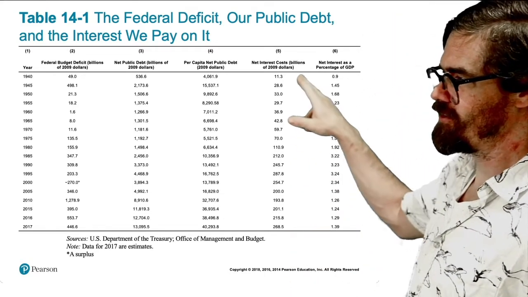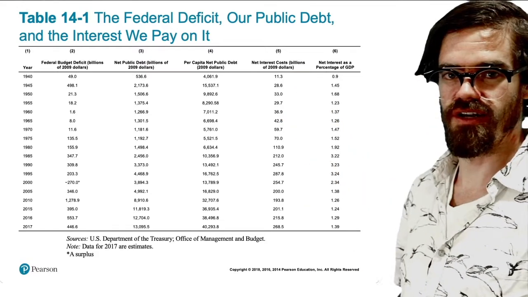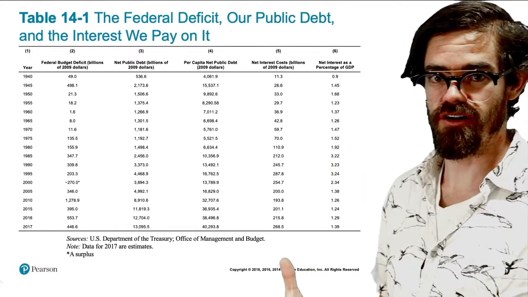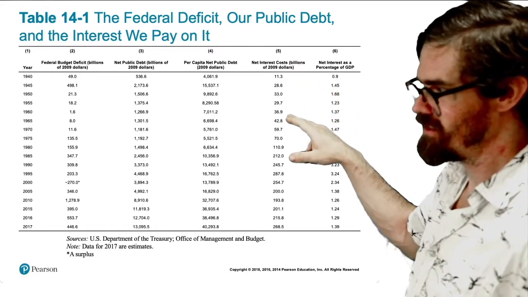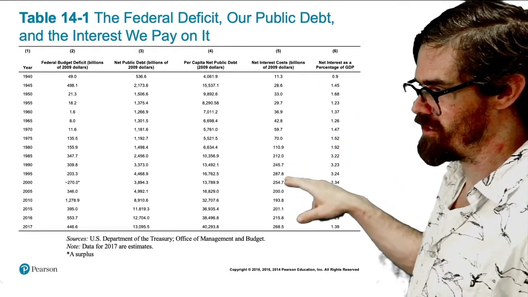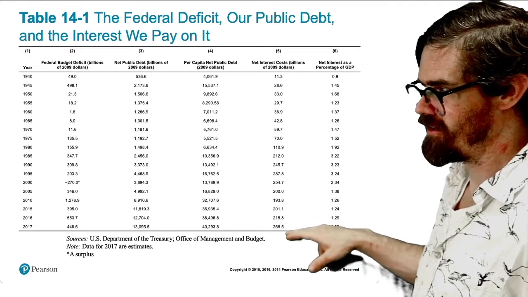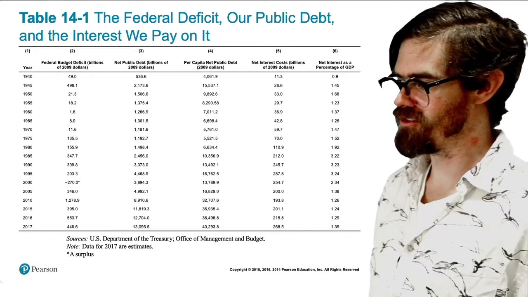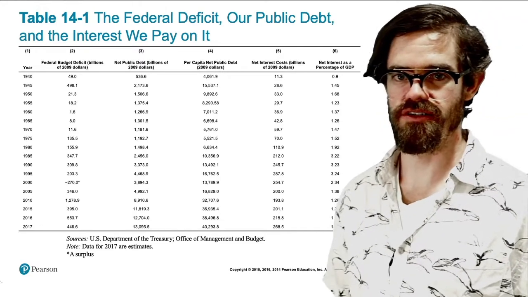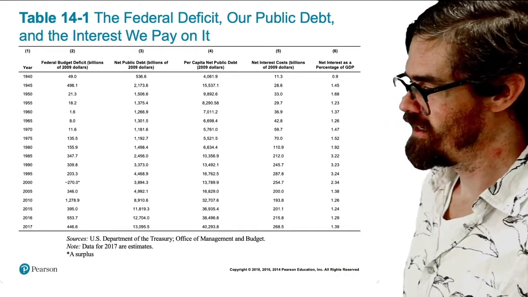Okay, and then here we've got interest costs, right? So it costs money to borrow money, right? Interest. What are we paying in interest? Okay, so of course, as our debt goes up, our interest goes up. But here you go, right? In 2017, we were paying around $270 billion just in interest.